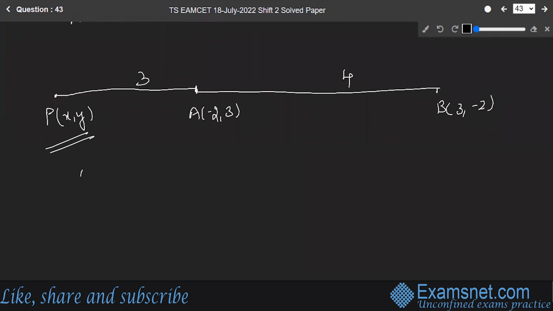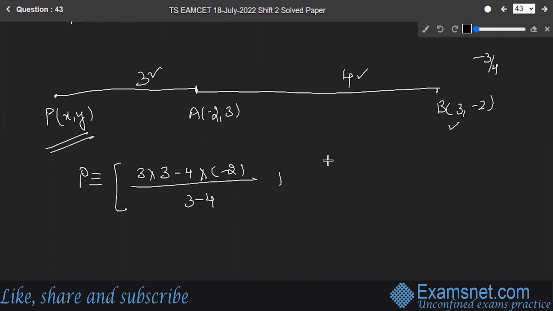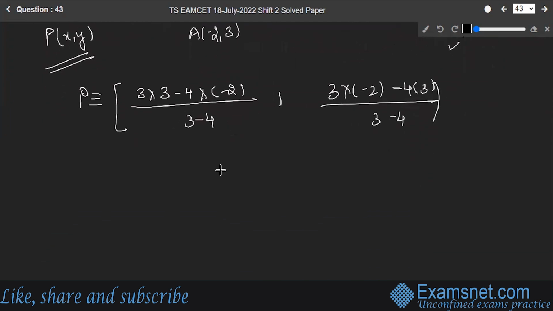So let's find out the P coordinates. This will be given by 3 into 3 minus 4, because it was minus 3/4, right? Minus 4 into minus 2 upon 3 minus 4, comma, and here will be 3 multiplied by minus 2 minus 4 into 3 upon 3 minus 4. So this is equivalent to 9 plus 8, that is equal to 17.